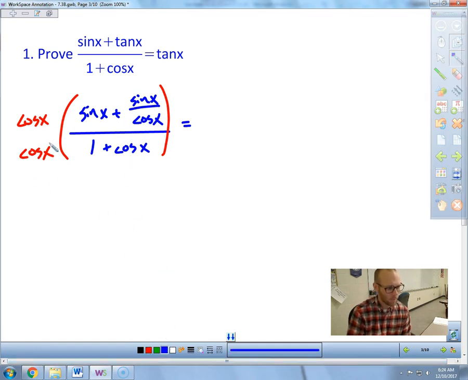On the top, when I distribute that in, I get a sine of x cosine of x, plus, when I distribute to this term, cosines cancel, leaving me with just the sine of x.